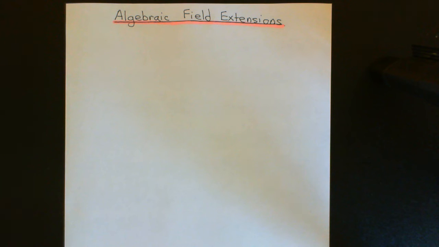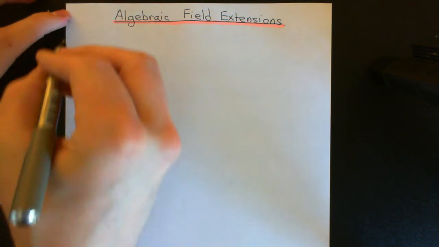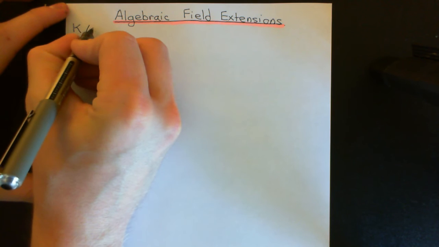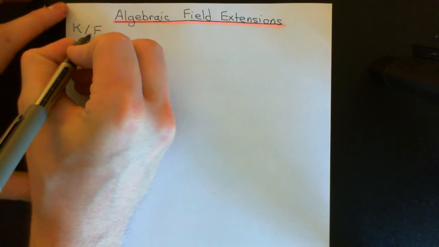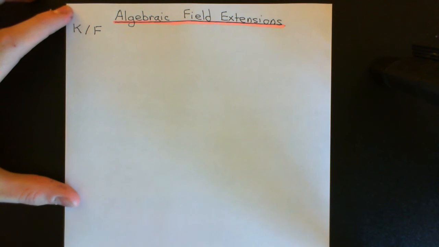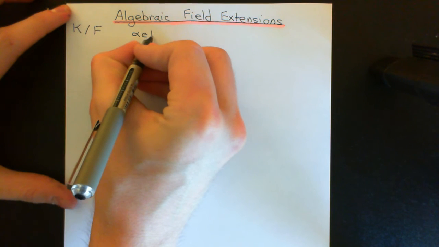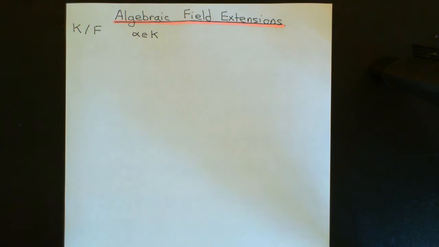So let's begin with the definition of an algebraic element of a field extension. Let K be a field extension of F. So K is a larger field that contains F as a subfield. And let alpha be some arbitrary element of our larger field, capital K.